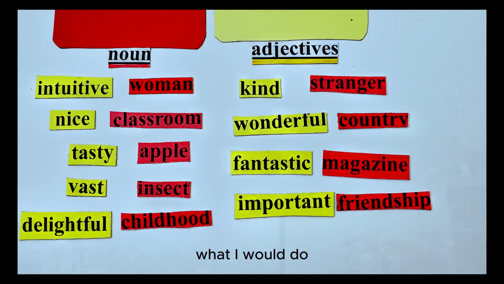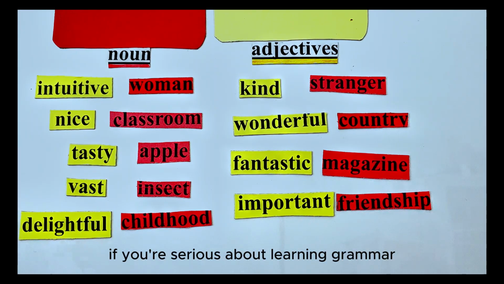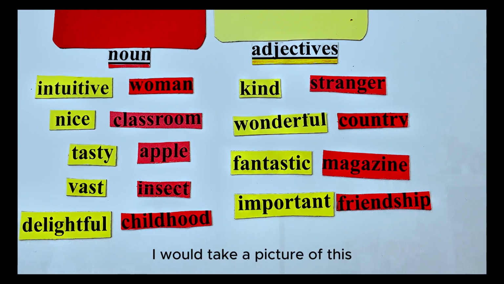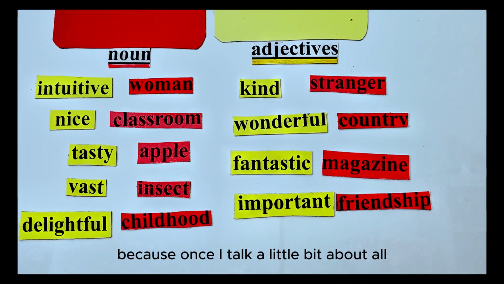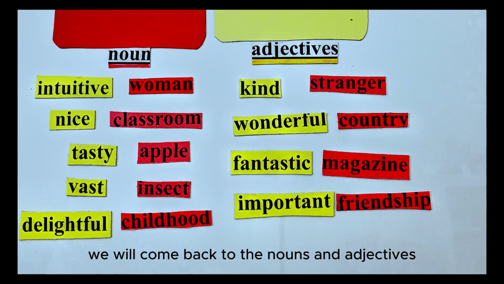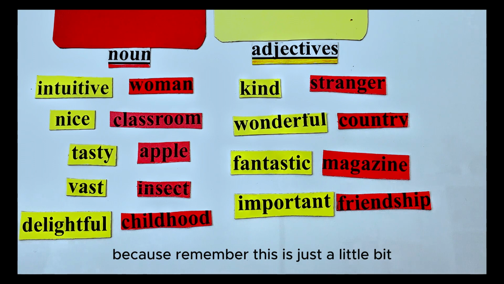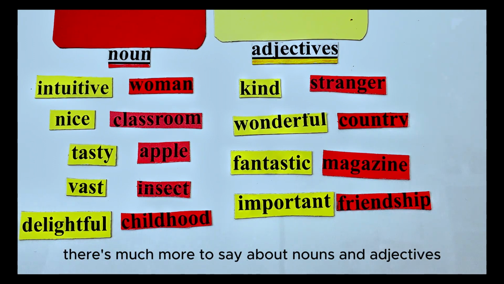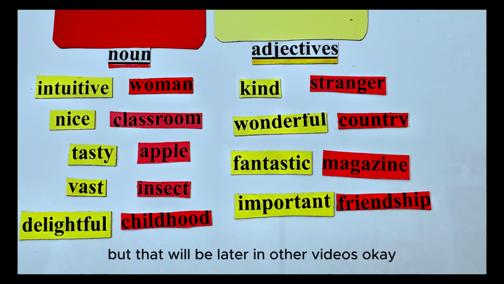And what I would do, if you're serious about learning grammar, I would take a picture of this and I would start a journal. Okay? Start a journal, because once I talk a little bit about all 8 categories, we will come back to the nouns and adjectives. Because remember, this is just a little bit. There's much more to say about nouns and adjectives, but that will be later in other videos.